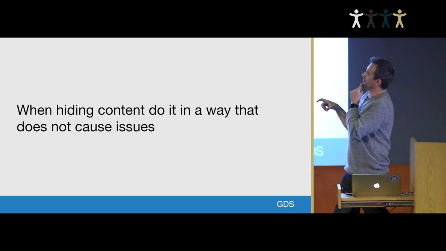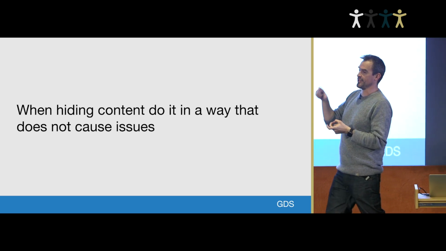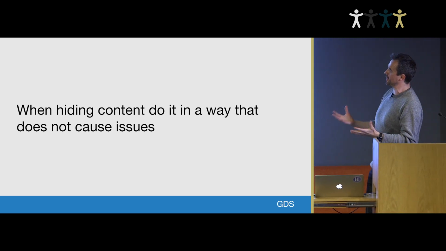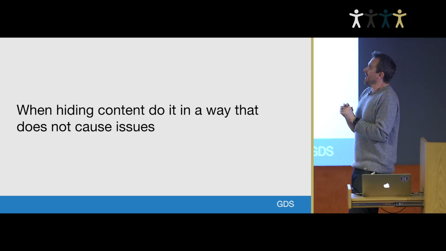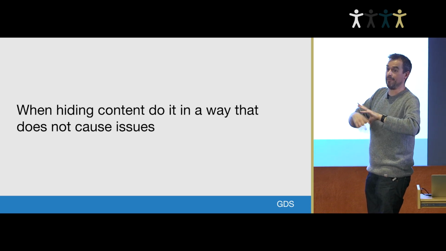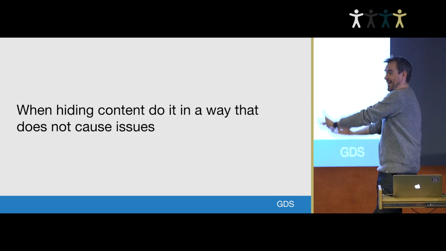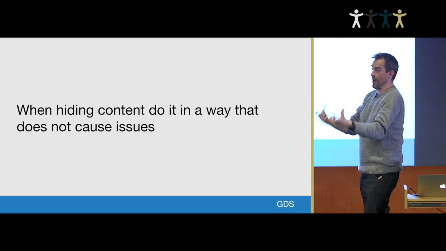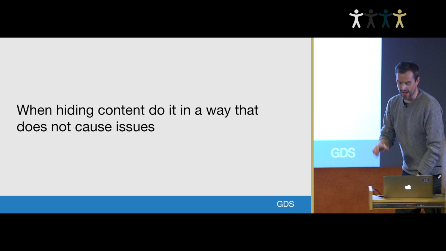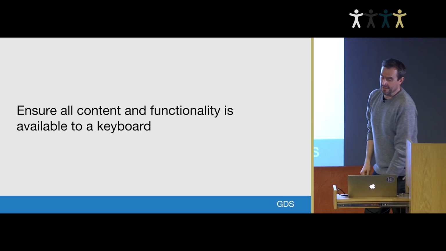One of the other big things to think about is if you're hiding content, make sure you're doing it in such a way that it doesn't cause problems with assistive tech. If you write the wrong CSS to hide something, that may mean that content is not available to a screen reader, or there might be content that shouldn't be available to that screen reader, and it is. So developers need to be careful there.